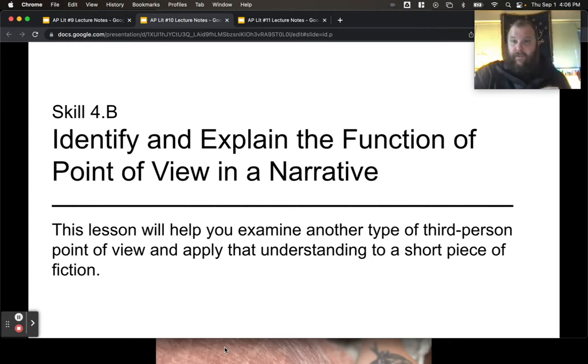So the last few lectures, 8, 9, 10, are kind of a set. We looked at first-person point of view, the strengths, the limitations. Last lecture, we looked at third-person objective and third-person limited, and their strengths and limitations, which are very, very close, right? And today we're going to talk about the omniscient.